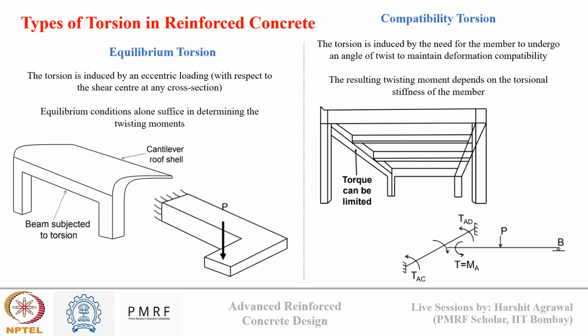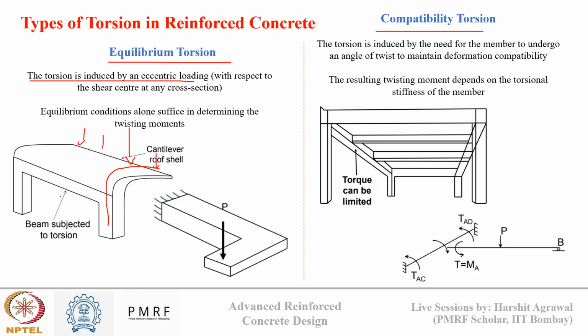Now, there can be two ways in which torsion might be produced in a reinforced concrete member. What are these two torsions called? One is called equilibrium torsion and another is called compatibility torsion. So, what is equilibrium torsion? Suppose this is my RC section. In this, torsion is produced due to eccentric loading. So, suppose I am providing some load here.